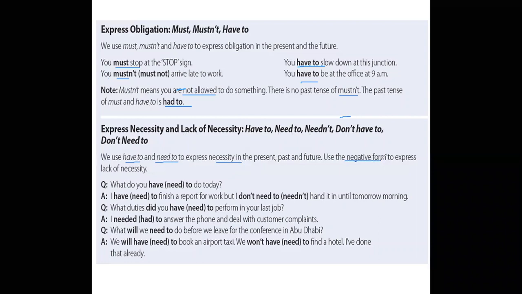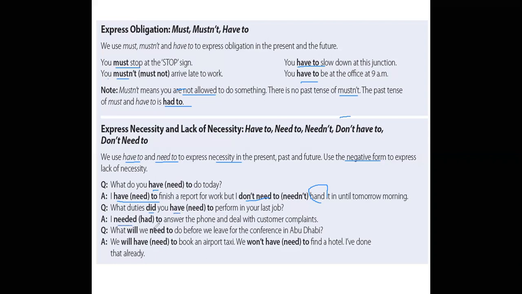For example, what do you have to do today? What do you have to do? Or what do you need to do? I have to finish a report for work, but I don't need to hand it in until tomorrow morning. Don't need to plus base form. What did you have to or need to perform in your last job? Okay, it's the past tense, so we use did plus have to or need to.